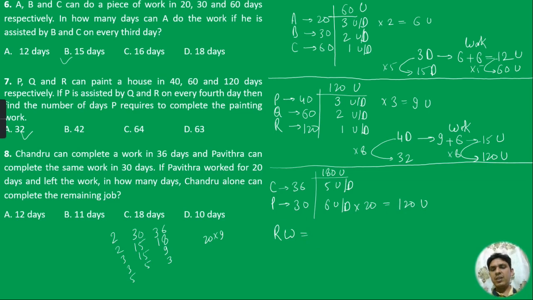Now what is the remaining work? If we check for remaining work, the complete work that we have assumed 180 minus 120, this is 60, and divide by the 1 day work of Chandru. 1 day work of Chandru is 5. So student, answer of this question will be 12 days. Option number A, right? Okay.